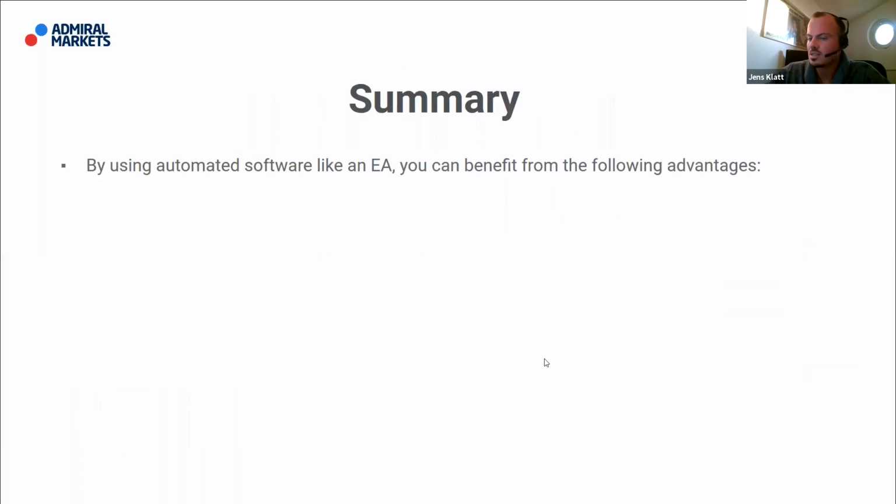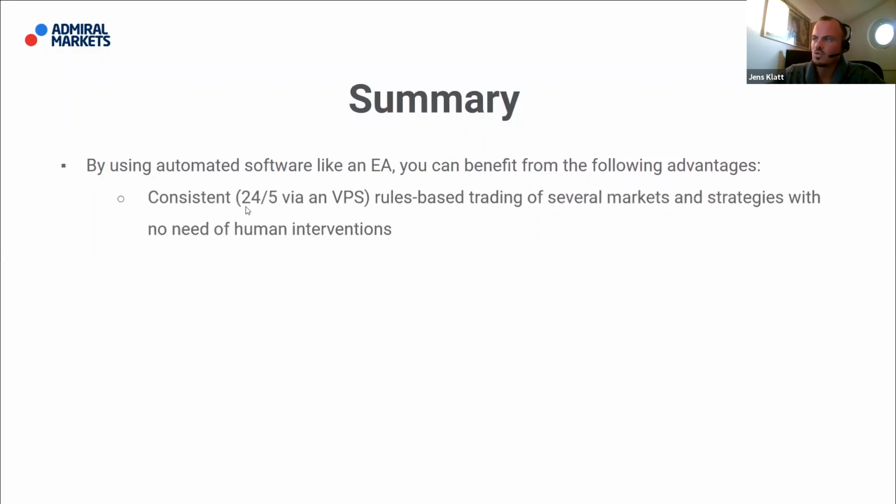Let's have a look at the summary. By using automated software like an expert advisor, a Forex robot, you might call it, I call it expert advisor, you can benefit from the following advantages: consistent 24/5 trading via a so-called VPS, a virtual private server, which means you're consistently rules-based trading several markets and strategies with no need of human intervention, which then results naturally in no human, or at least not many, human emotions negatively affecting your trading.